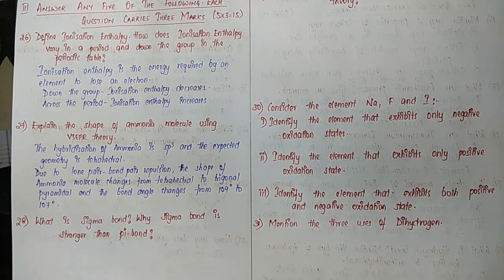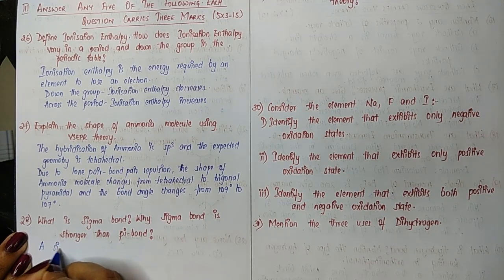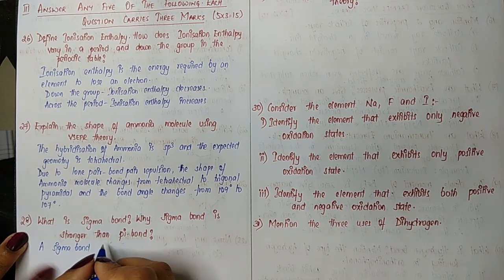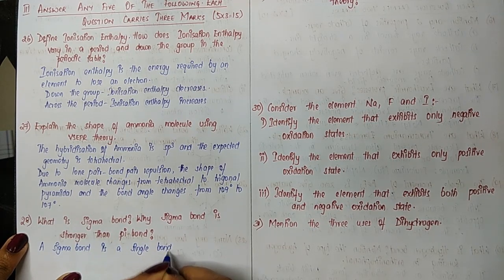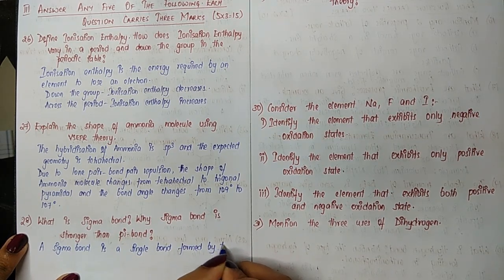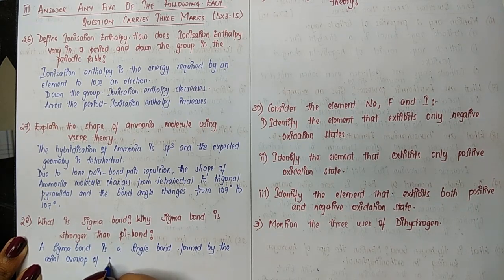Now here we can write, a sigma bond is a single bond formed by the axial overlap of s orbital.